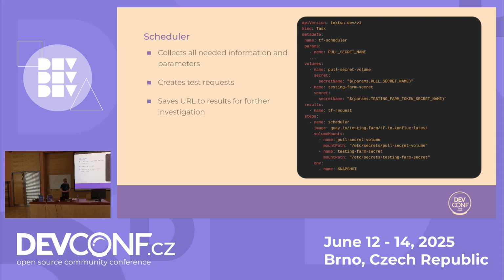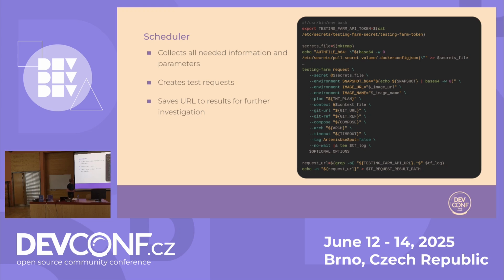Next one is the scheduled task. This is the main task. It collects all the needed information and parameters, which are then used by Testing Farm. It creates a test request and saves the URL to results for further investigation. From this snippet of the Kubernetes manifest, we can see it uses a pull secret name as a pull secret volume, and it also mounts Testing Farm secrets. It is a secret with a Testing Farm token inside, so we can run the Testing Farm pipeline.